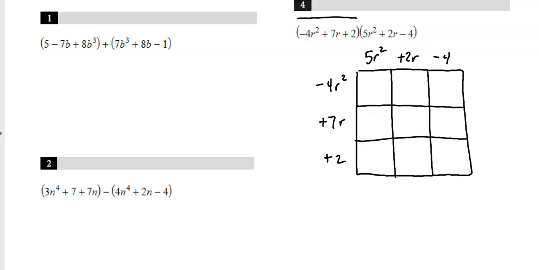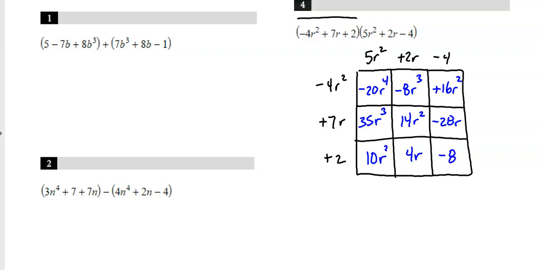And then what goes inside, you multiply each row by column. So this would be a negative 20r to the fourth. This would be a negative 8r to the third. Positive 16r squared. Next row, I get 35r to the third. 14r squared. And negative 28r. And then I have 10r squared, and 4r, and negative 8.